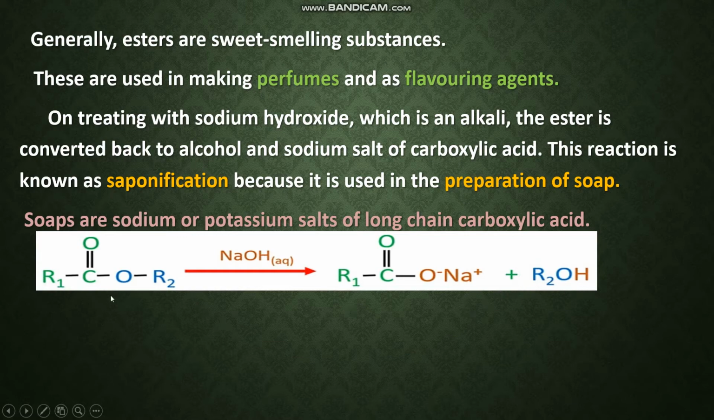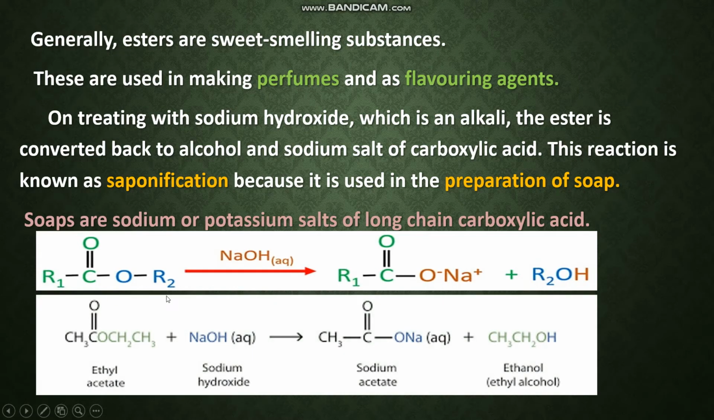If you are using here CH3 and here CH3CH2, this is ethyl acetate. So here if R1 is CH3 and this R2 is CH3CH2, it is ethyl acetate. When it reacts with sodium hydroxide, here the bond breaks and here ONa is attached, here H is attached. So we are getting CH3COONa plus CH3CH2OH.